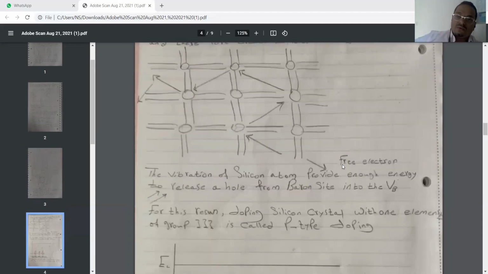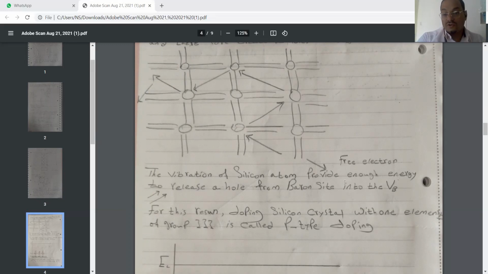And now let's focus on this note. The vibration of silicon atoms provides enough energy to release a hole from the boron side into the valence band, specifically at the valence band. We will not face extra communication or an extra process at the conduction band. We will focus on this spot, the valence band.